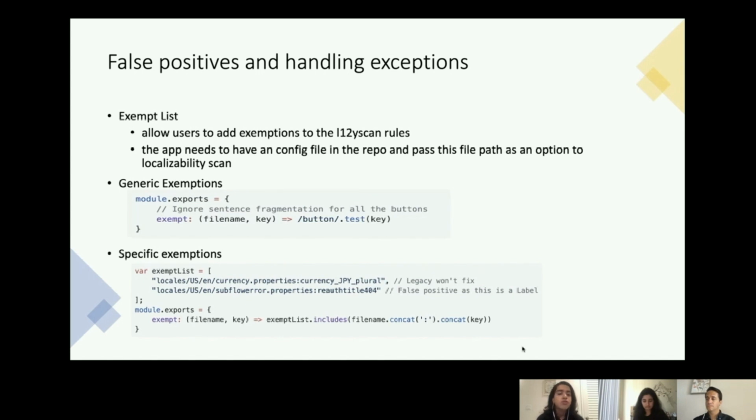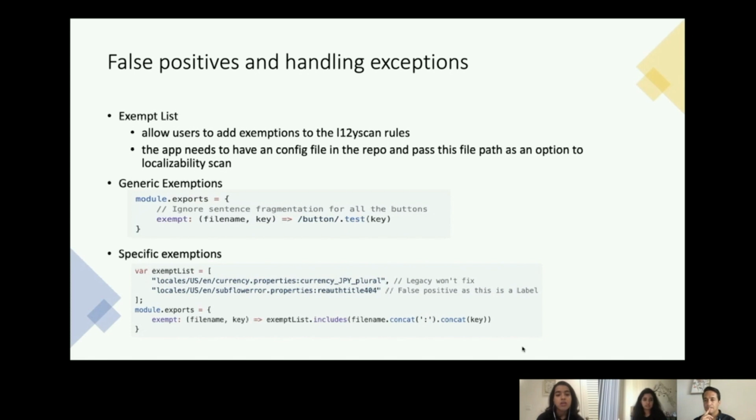What are some of the situations in which this may be recommended to use? There can be some generic exceptions, like for the sentence fragmentation rule, we do not want to run it on any buttons. Maybe these buttons do not fall under the sentence fragmentation rule. So in the first generic exemptions example, we just check if there is the button keyword in the content key, and based on that we determine if it is exempted.